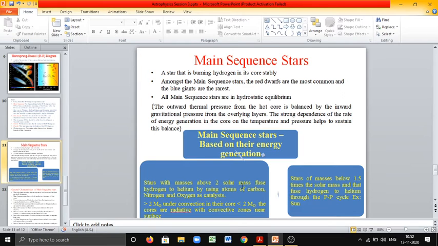All main sequence stars are in hydrostatic equilibrium. The outward thermal pressure from the hot core is balanced by the inward gravitational pressure from the overlying layers. The strong dependence of the rate of energy generation in the core on the temperature and pressure helps to sustain this balance.